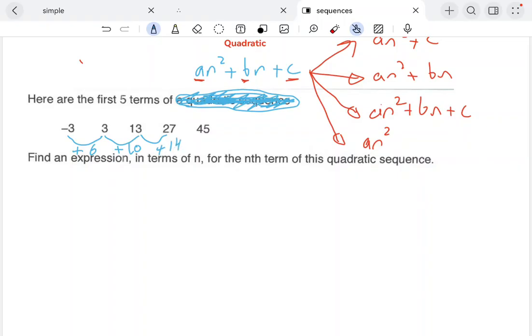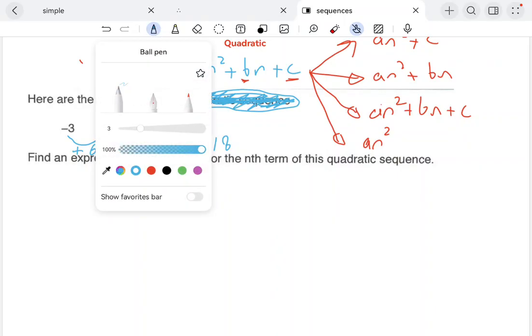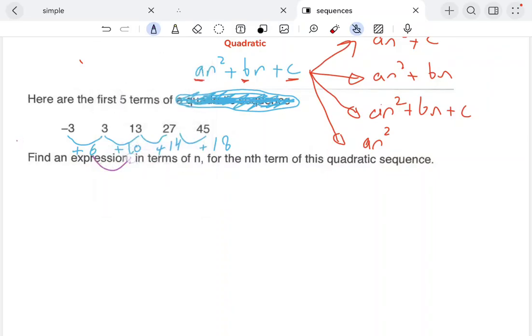14. From 27 is going to be plus 18. The first difference is not the same. It's not linear. Okay. So let's check the second difference. Plus 4. Plus 4. Plus 4. We are lucky. The second difference is common. So that's quadratic. It's a quadratic.